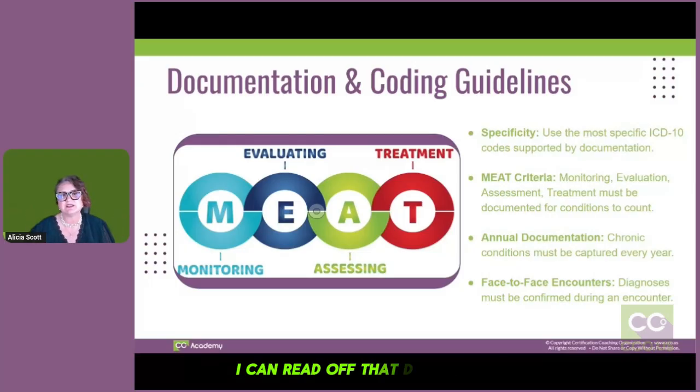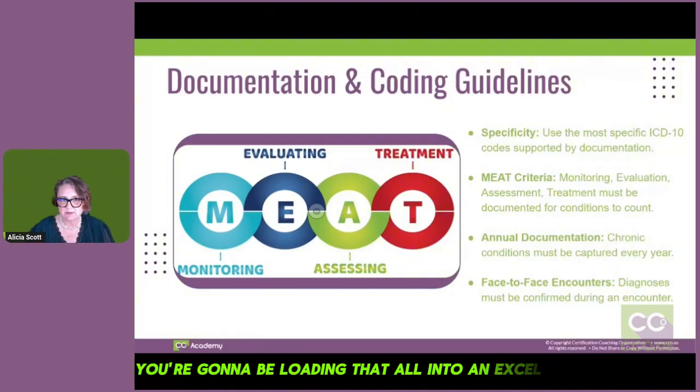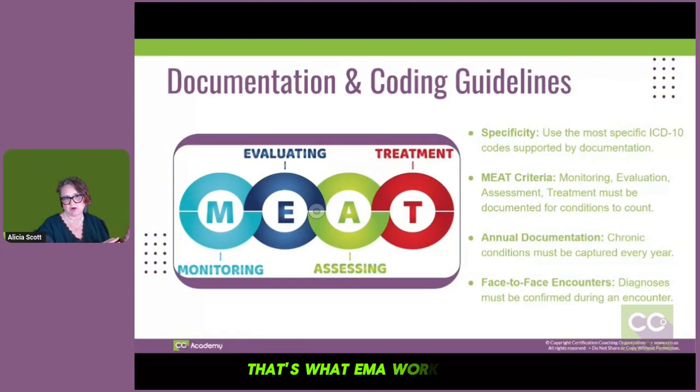Oh, I can read off that documentation. You've got to scan it and grab the diagnoses that have MEAT, and then you're going to be loading all of that into an Excel page. That's what MA work for risk adjustment tends to be.